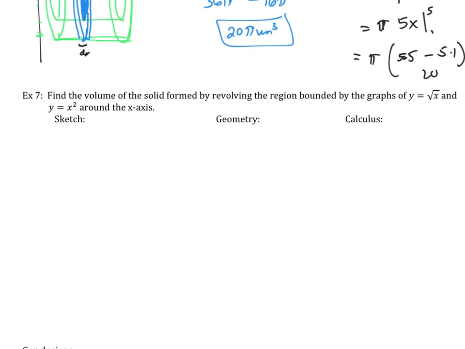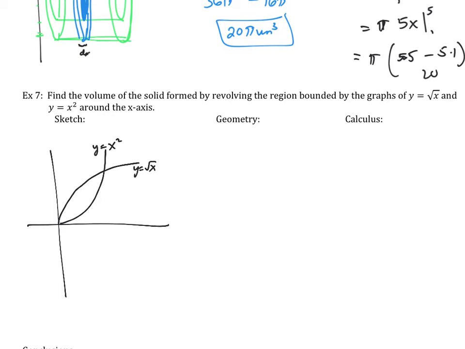Find the volume of the solid formed by revolving the region bounded by the graphs of y equals radical x and y equals x squared around the x-axis. So, of course, I'm going to draw this first. Excuse me. So, y equals x squared generally goes up like this. And then y equals radical x kind of does the reverse curve. So, that's kind of my working picture for myself.